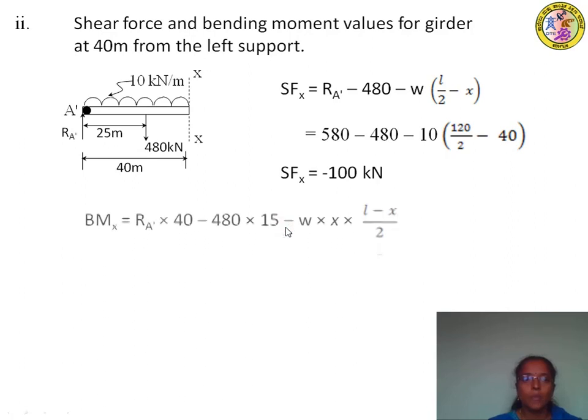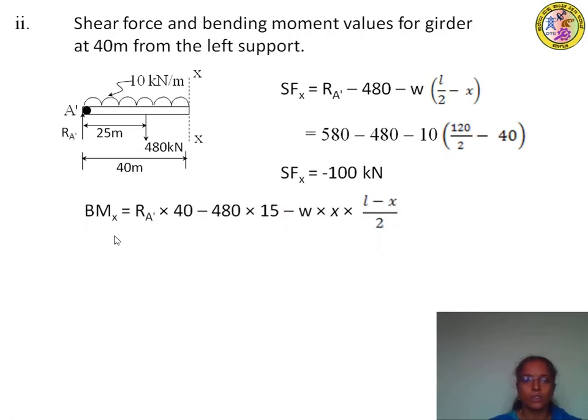Next we will calculate bending moment at any section X. So which is given by RA dash into 40 positive minus 480 into 15. So minus 480 into remaining distance, 40 minus 25 is 15. Minus W into X into L minus X by 2. So this is the equation for the UDL.